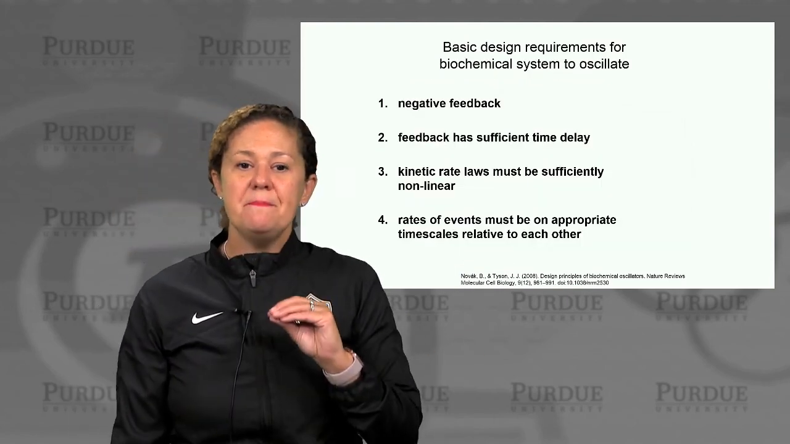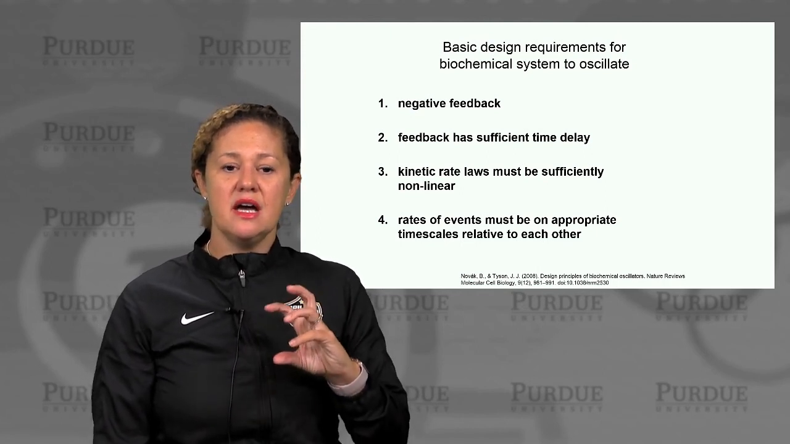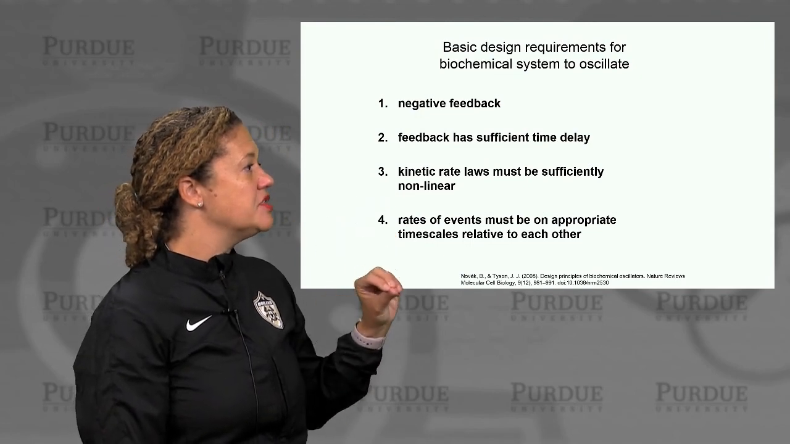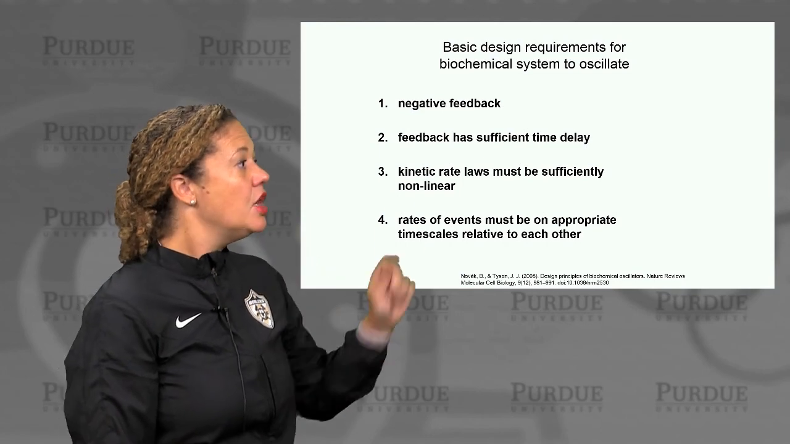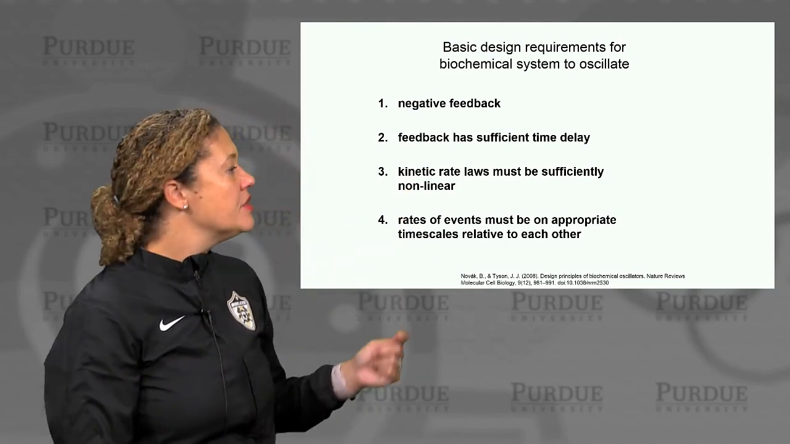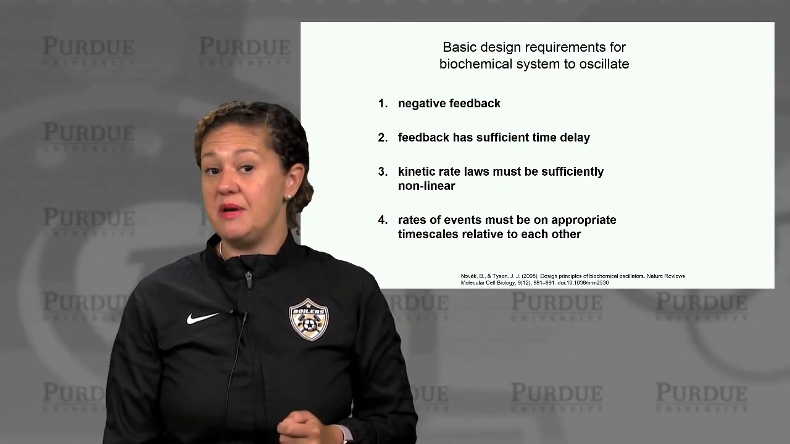So, there are some basic design requirements for the underlying system to create biochemical oscillations. What are the design requirements for a biochemical system to oscillate? Well, within that system, there must be some negative feedback. There also must be some sufficient time delay in that feedback.